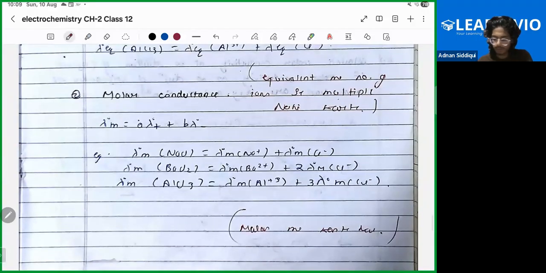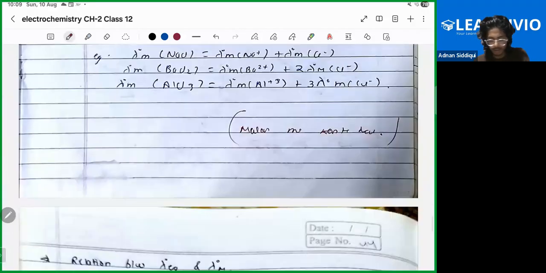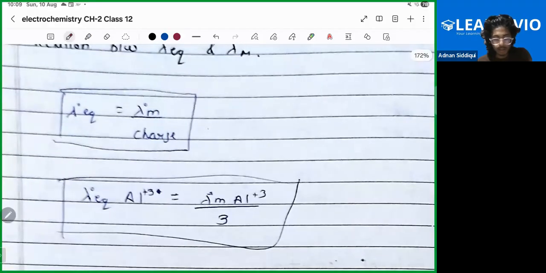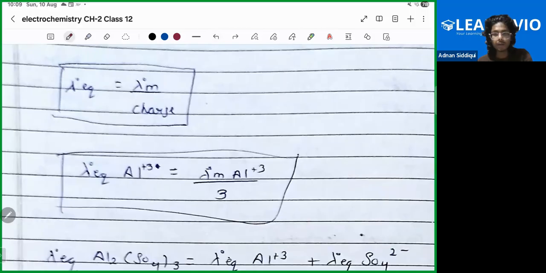Sir, in equivalent we don't multiply by the number of ions, we do that in molar. And we have this new formula relating limiting equivalent and limiting molar conductance. Your limiting equivalent conductance is equal to limiting molar conductance divided by charge. How are you going to calculate the charge? Charge will be given as the oxidation state. That's it.